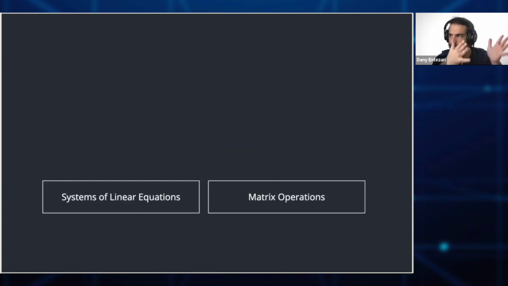The first category is the systems of linear equations. One of the very impressive things in linear algebra is that it gives us techniques for solving multiple equations at the same time. It allows us to find the roots of multiple equations at the same time.